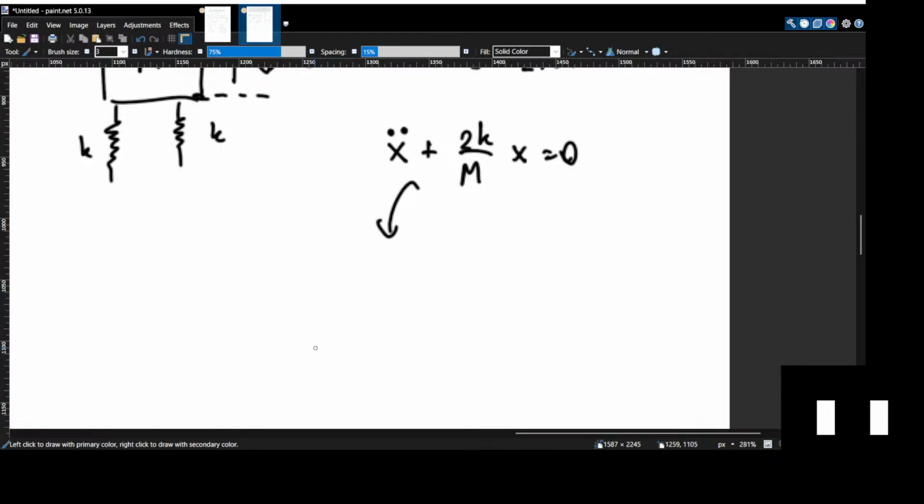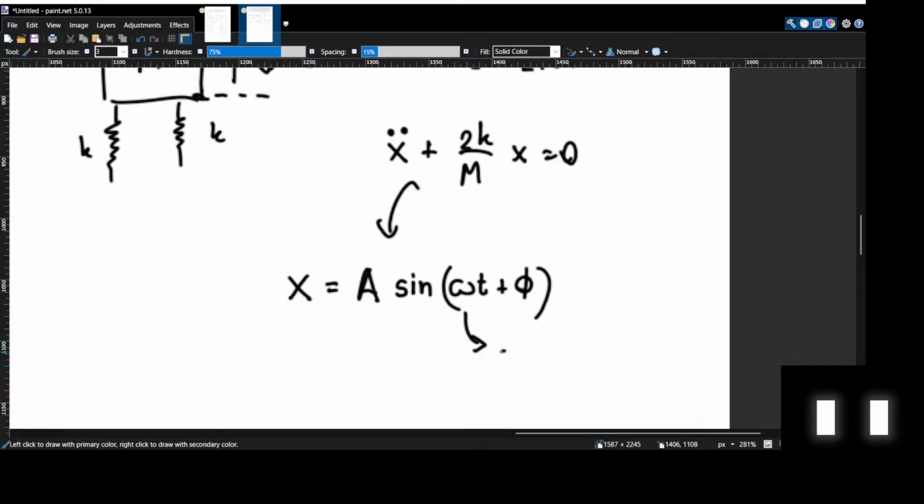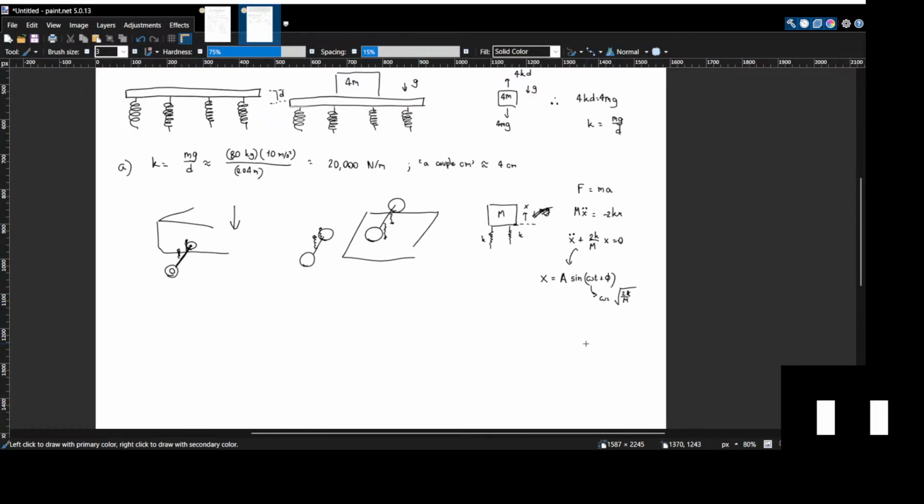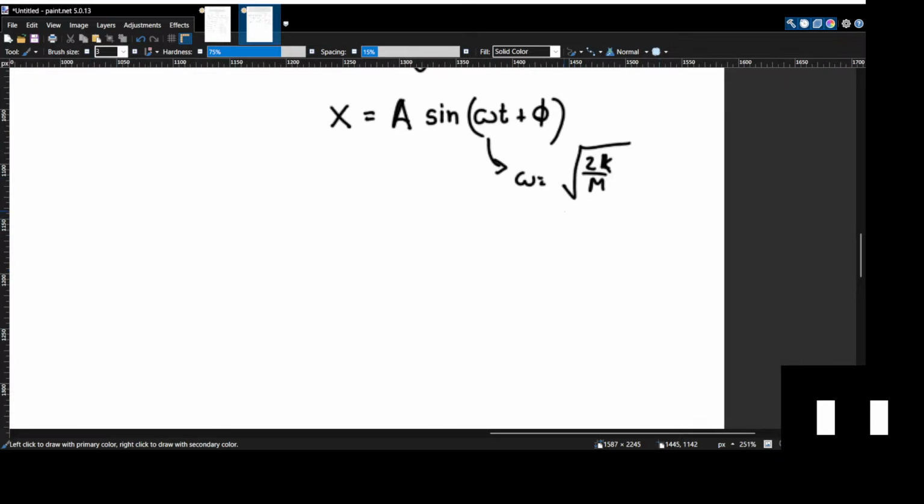from simple harmonic oscillation, x over time is going to be equal to A times sine of omega t plus some phase phi, where omega here is equal to the square root of 2k over big M. And that is the angular frequency, angular velocity of this setup.